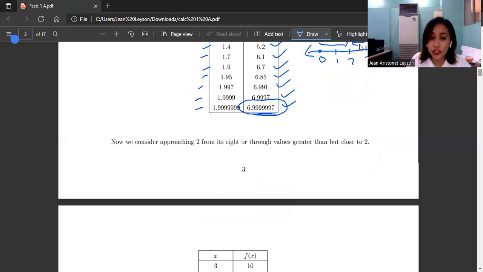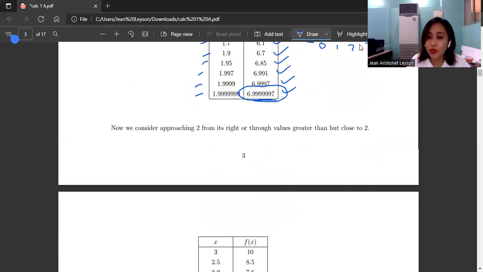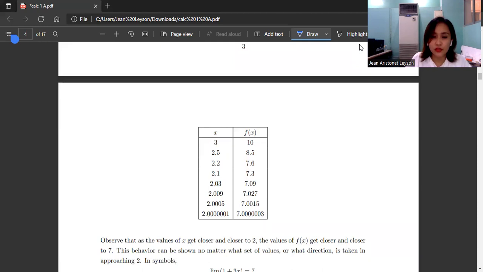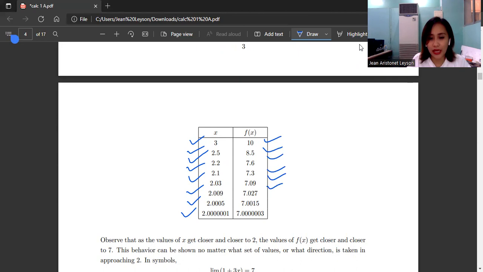Now we consider approaching 2 from its right, or through the values greater than 2 but close to 2. This time, we'll be getting values from the right that are getting close to 2. So we have here 3, which is 1 unit from 2. We can have 2.5, 2.2, 2.1, 2.03, 2.09, 2.005, 2.000000001. As long as it's not 2 and it's close to 2, that's fine. You can randomly choose any number. Substituting these values to the given function, you will be getting the following answers.